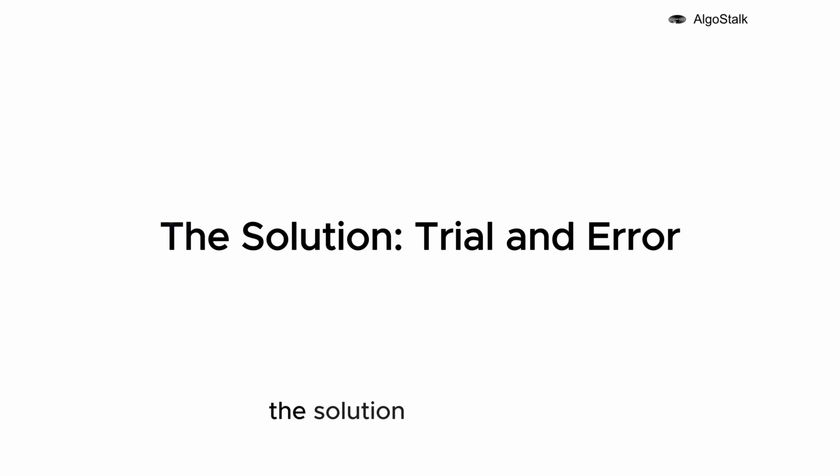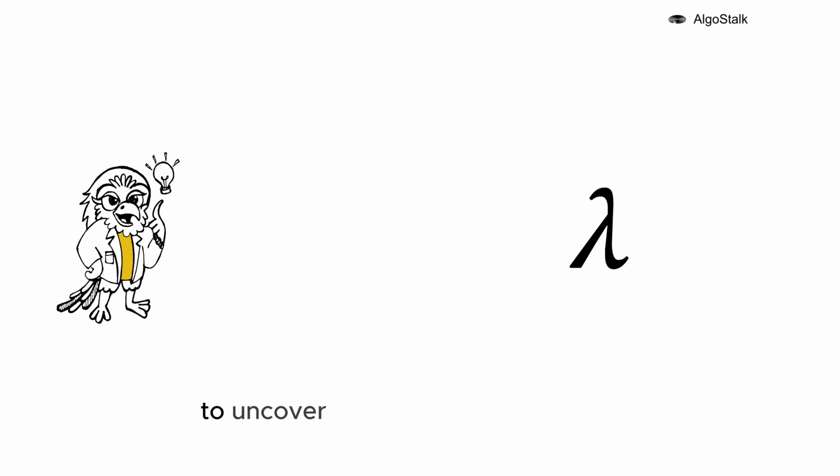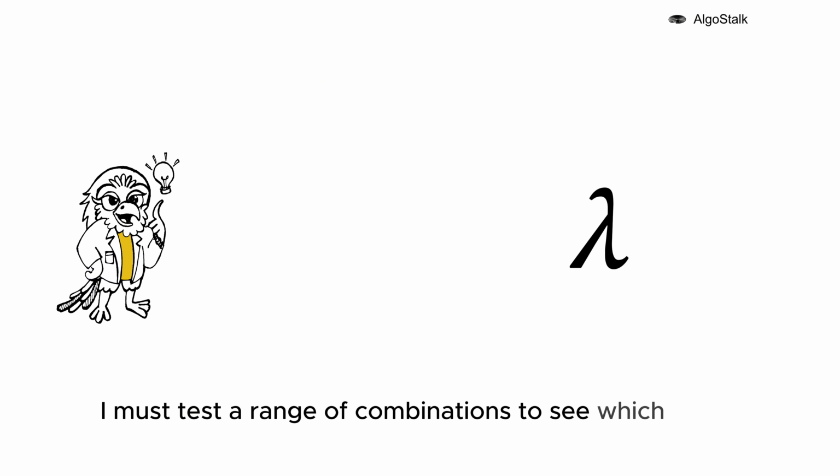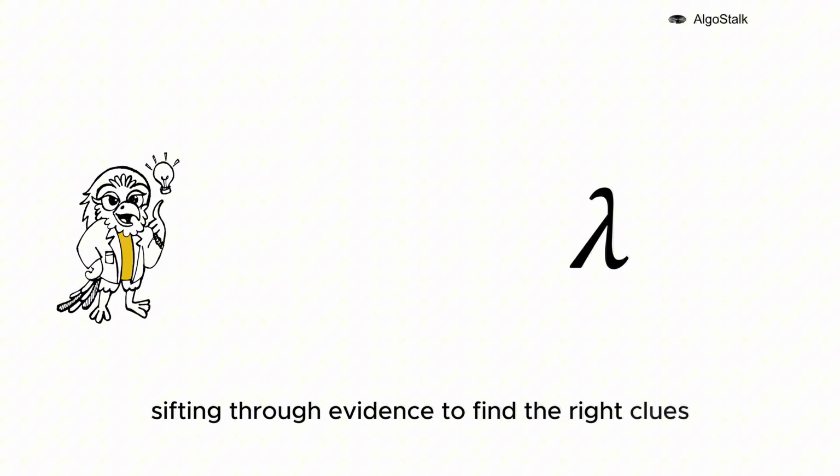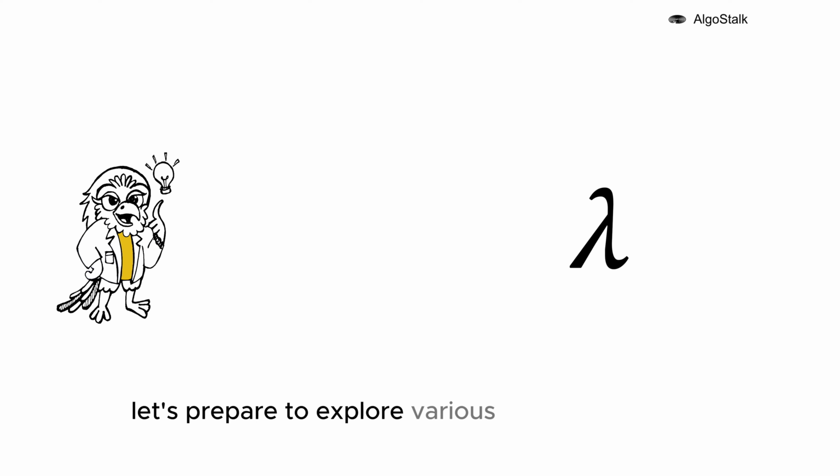The solution: trial and error. To uncover the best value for lambda, I must test a range of combinations to see which yields the least error in predictions. This trial and error process is essential for finding the optimal balance, similar to a detective sifting through evidence to find the right clues. Let's prepare to explore various values of lambda and identify which one unlocks the best performance for our ridge model.